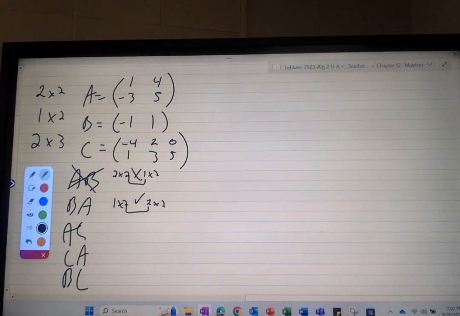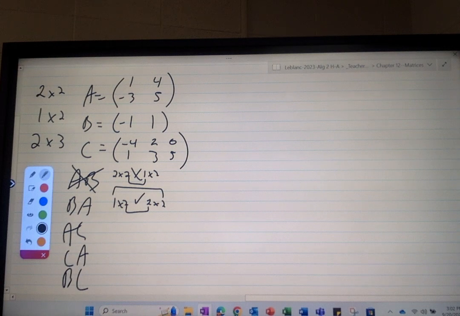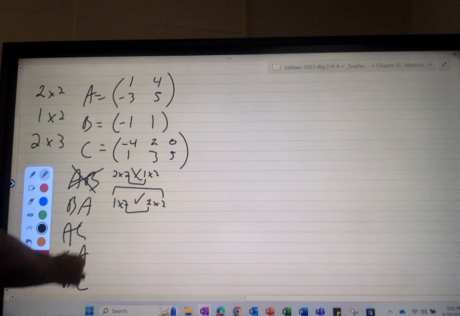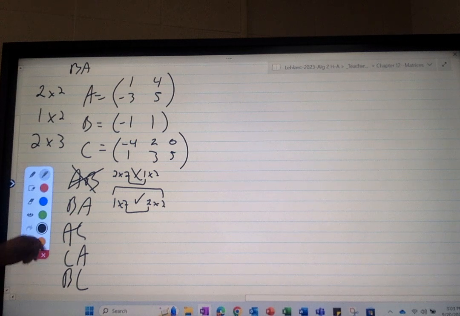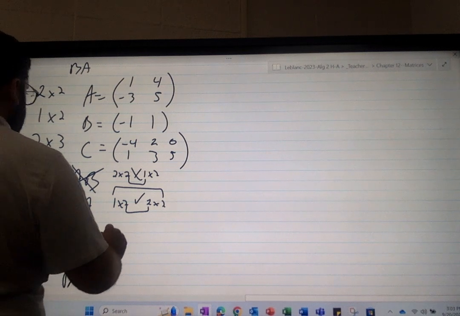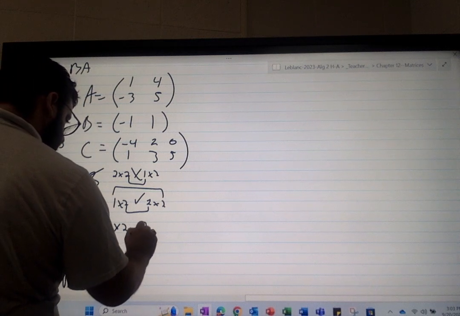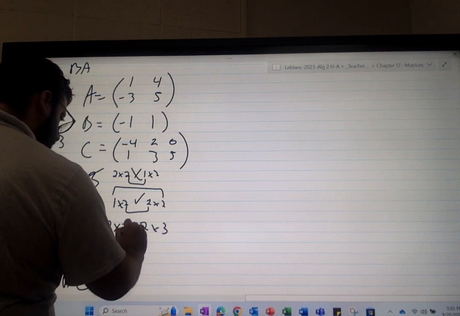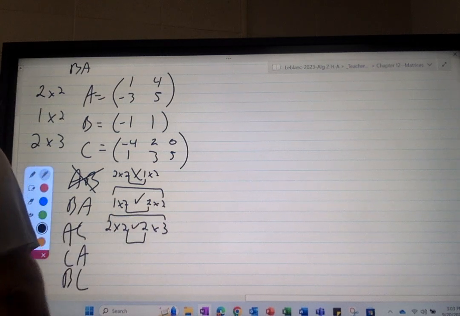Inner dimensions do match, which means my outer dimensions are going to be the dimensions of this whole product. Okay, so we'll keep that in mind. B times A. All right, A times C. So here's A, 2 by 2. C is 2 by 3. Inner dimensions match. So my product is going to be a 2 by 3.